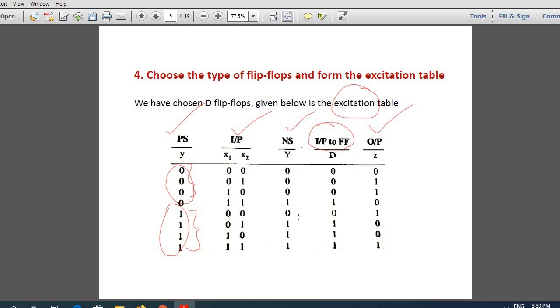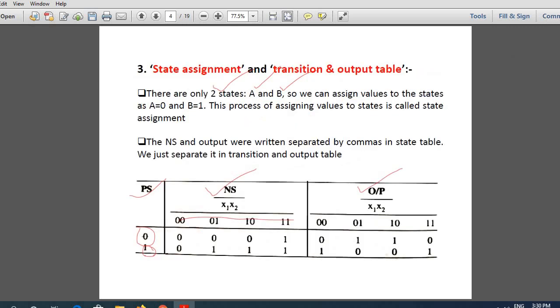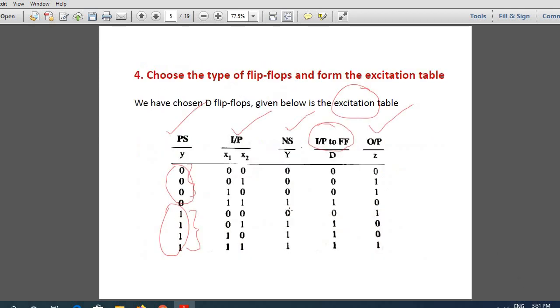Now how will you write the next state? It's already there. Look here, when your present state is 0 and the input combination is 0 0, what is the next state? 0. Then 0 for 0 1, 0 for 1 0, and 1 for 1 1. So 0 0 0 1 in order. Like that you can write. So I hope now writing the next state is also clear. It's directly from the previous table.